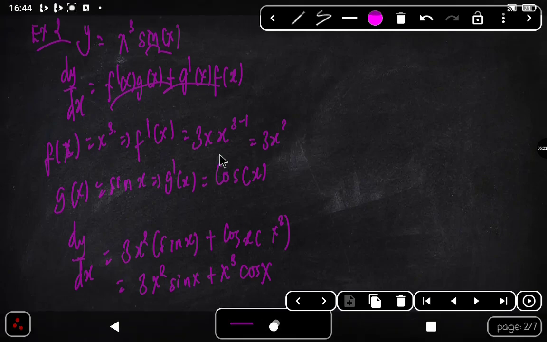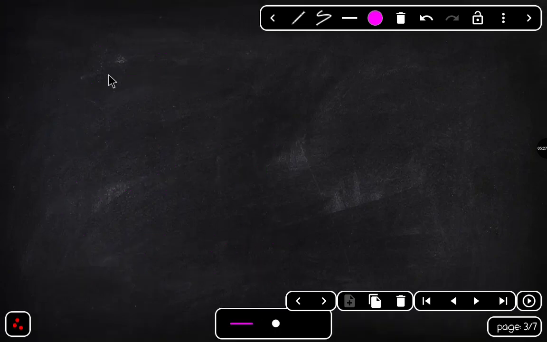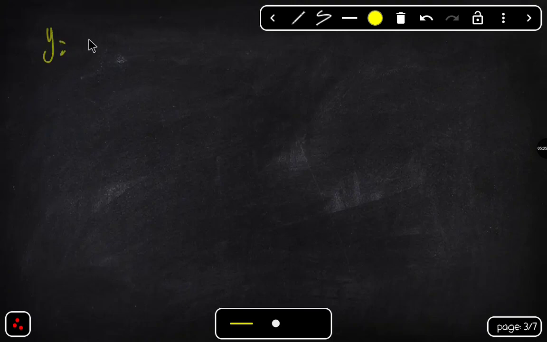Okay guys, so let's do the last example, then give you guys a class exercise so we can try. So here's the last example. Let me use another marker for that. We have y is equal to sine x tan x. So why can't we differentiate this function? This is very simple using the same method.